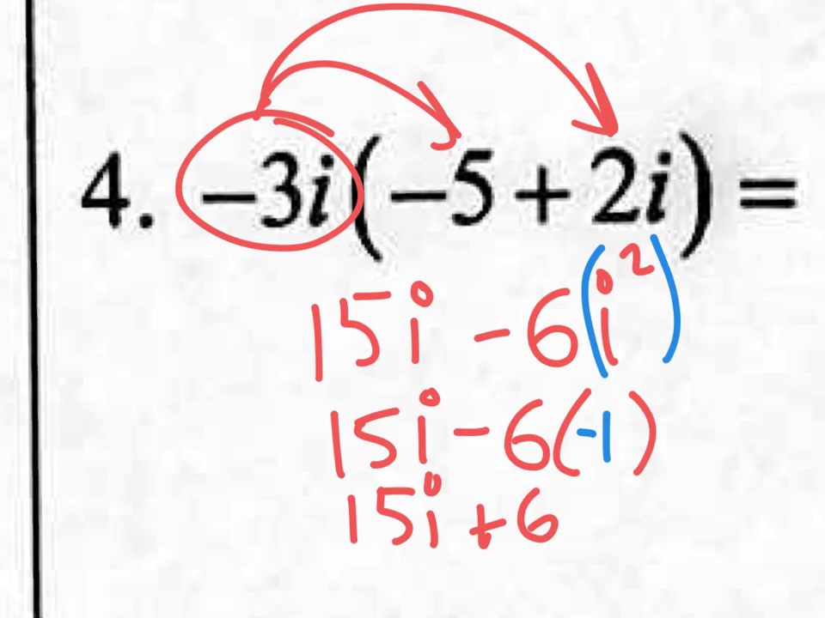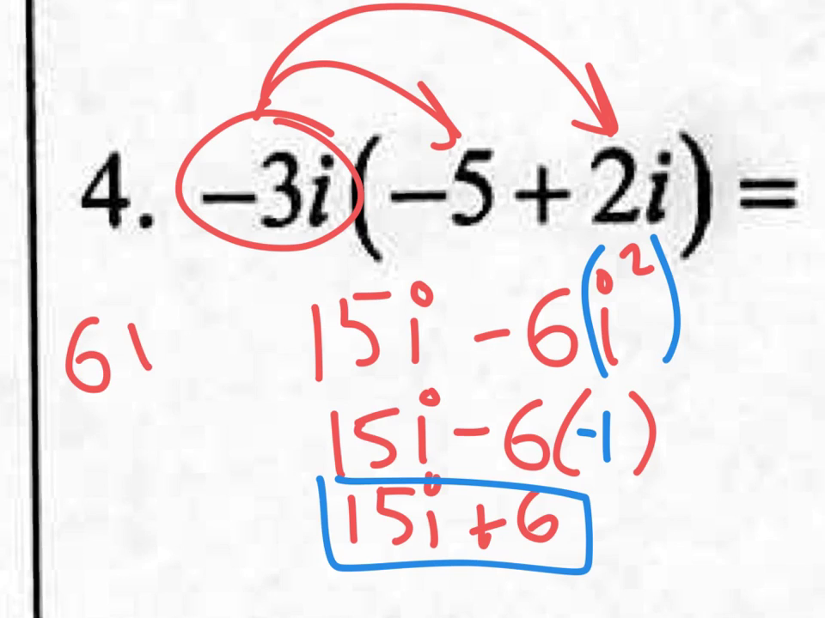Now, this is the correct answer. However, it's not in the correct form. How do complex numbers look? You have your real part first and your imaginary part second. So your final answer should be the real part first, 6 plus 15i.